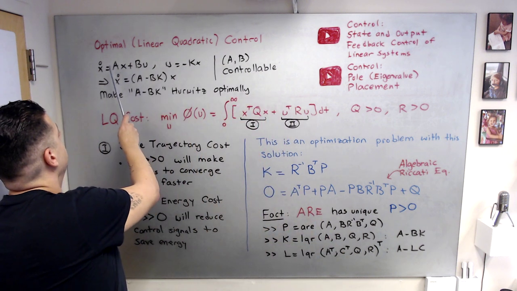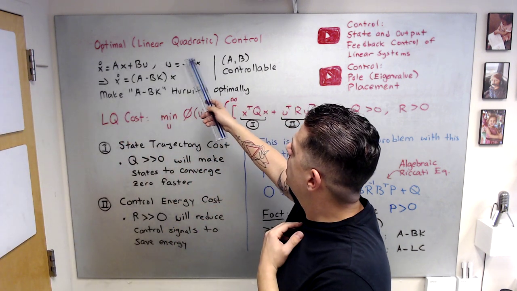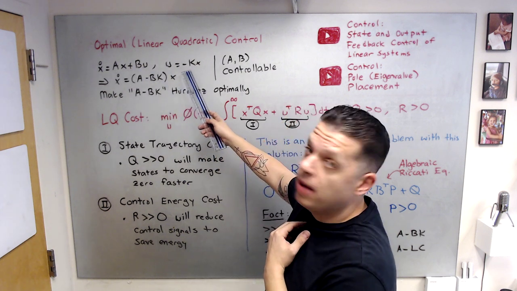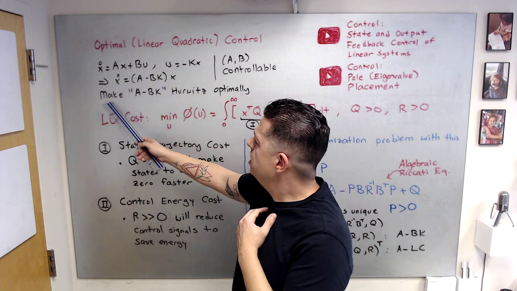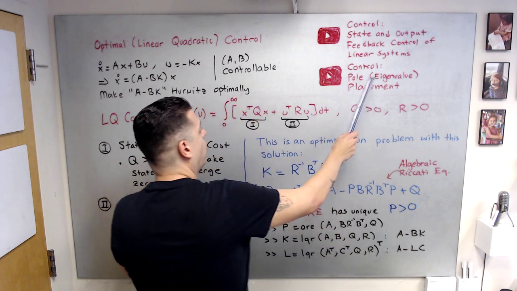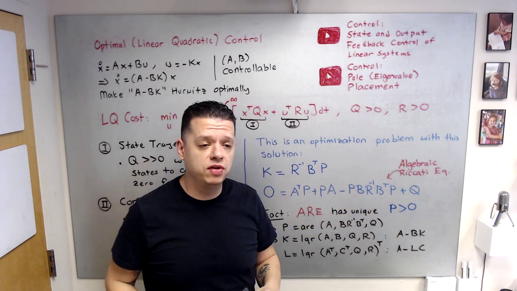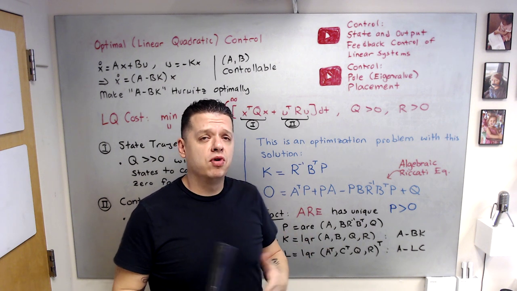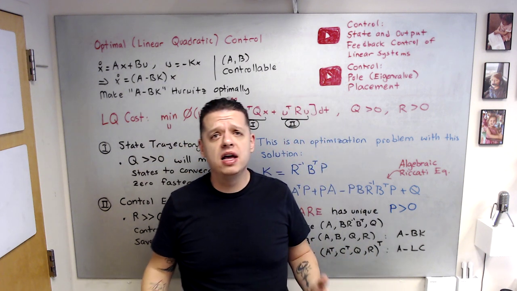For example, let's look at here, x dot equals Ax plus Bu, u equals minus Kx, n by n, n by m, m by n. So we have this closed loop system. We need to make A minus BK Hurwitz. So we use the pole placement method. In that method, if you watch that video, you need to choose for your closed loop system, since this is n by n, you need to choose n eigenvalues.